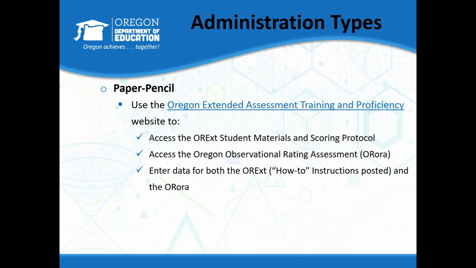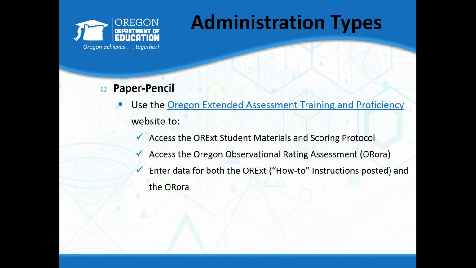There are two administration types of the Oregon Extended Assessment: paper-pencil or electronic. For the paper-pencil, qualified assessors and trainers use the Oregon Extended Assessment Training and Proficiency website to access the Oregon Extended Assessment student materials and scoring protocol beginning this year forward.